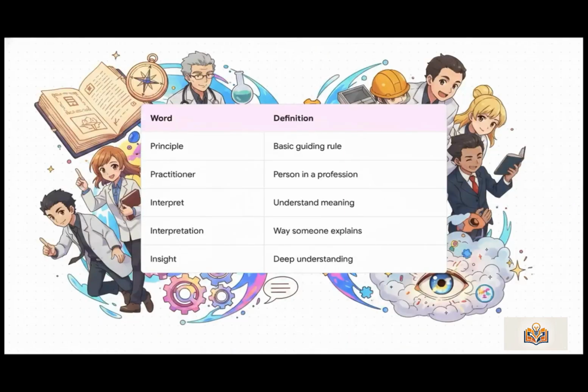Okay, next up. A principle is a basic rule or belief that guides behavior. A practitioner is a person who works in a specific profession. Now notice how these next two connect. Interpret means to explain or understand the meaning of something, while interpretation is the actual way someone explains or understands it. They go hand in hand. Finally, insight is a deep understanding of a complex situation.